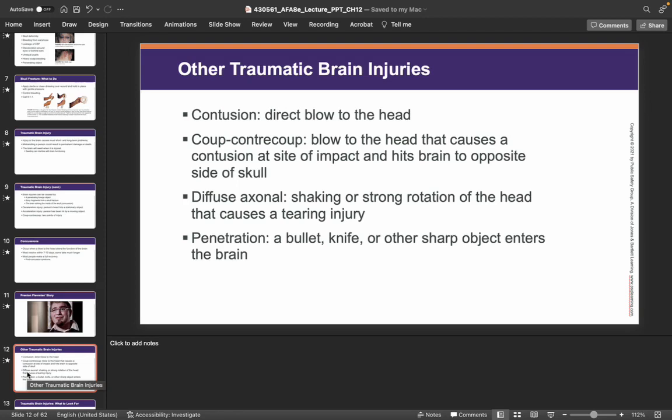Okay, so talking about some other traumatic brain injuries, just regular contusions or bruises, same thing. We talked about the contrecoup a little bit. Diffuse axonal is the shaking or a strong rotation of the head that can cause a tearing injury in the connective tissue around the brain. And then a penetration injury, of course, would come from an object that causes penetration.